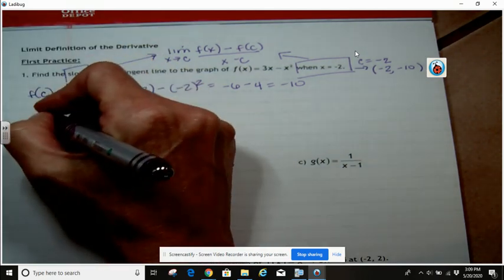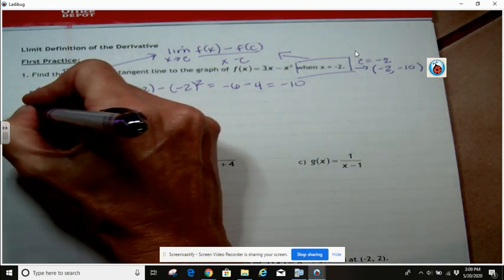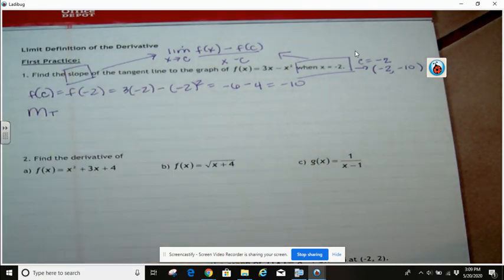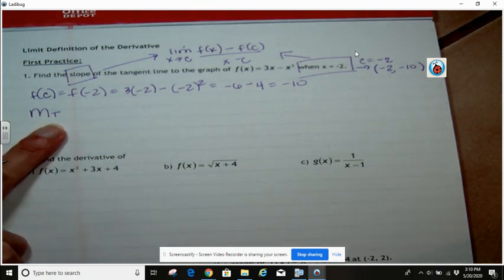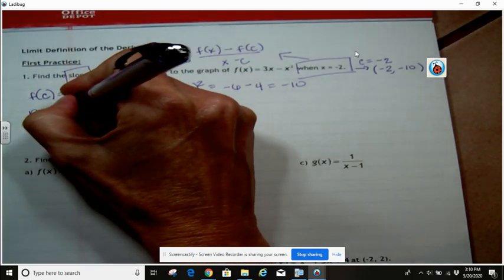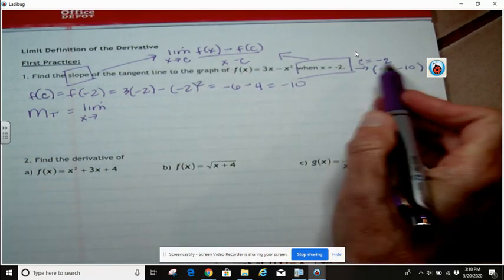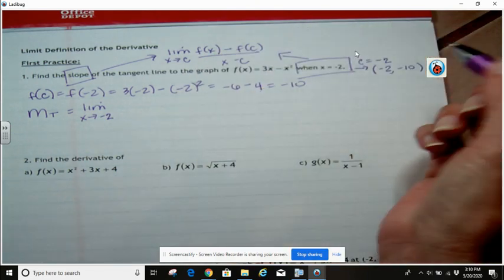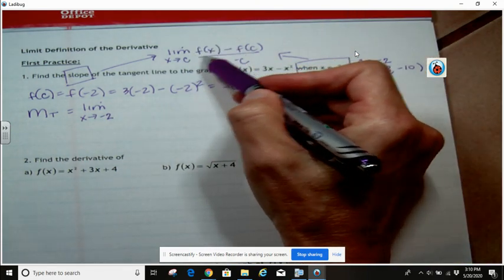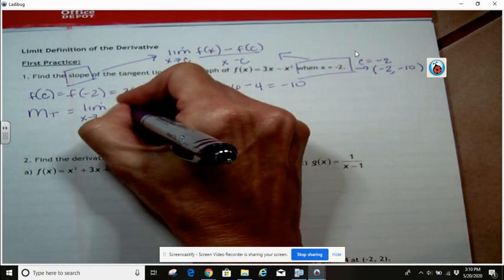All right, there's different notation you can use for derivatives. I'm going to use this m sub t. This just means m, which we use for slope a lot, and so this is the slope of the tangent line. And we want the limit as x approaches the c value, which of course is that x value. So the limit as x approaches negative 2. We're going to put the function here. F of x is given right here: f of x is 3x minus x squared.